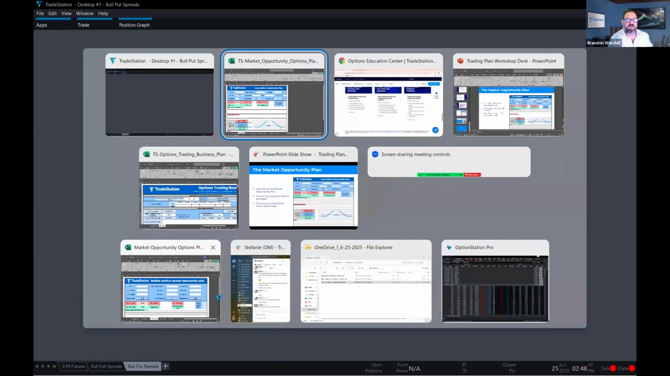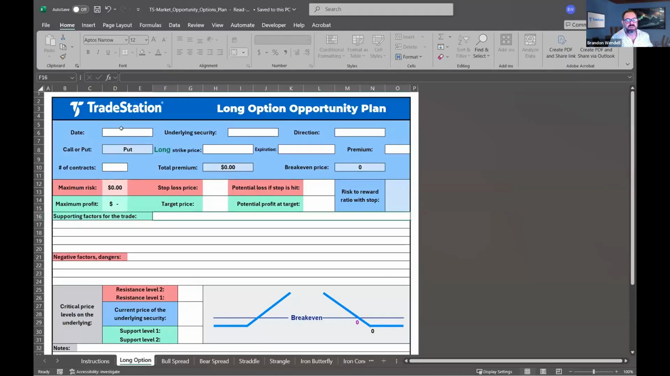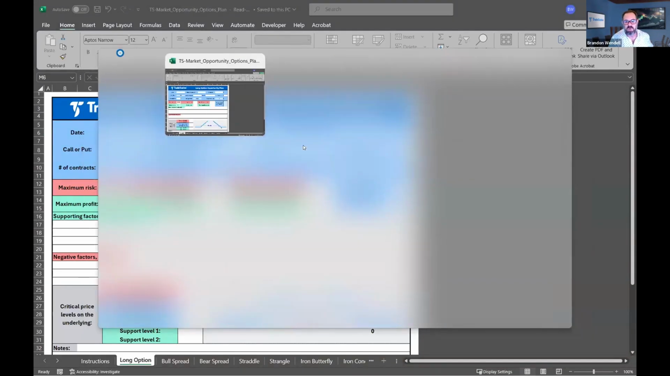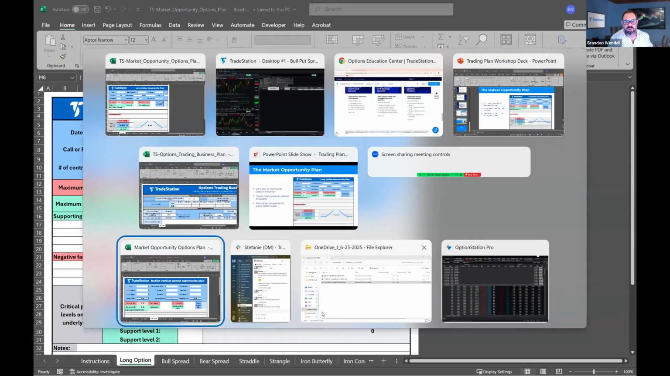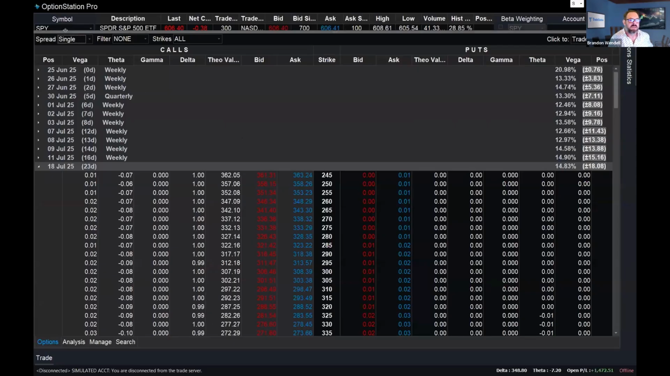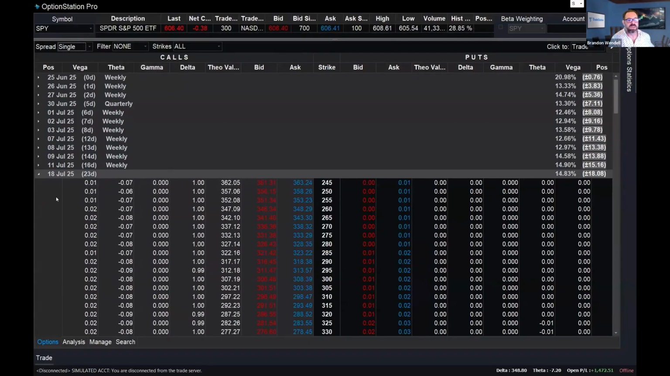So again, if I'm doing an individual long position, I put in the date, the underlying security, and if I'm bullish or bearish. So let's just go to OptionStation Pro. I'm not going to do the full steps that I would normally. Oh, come on. It's jumping around on me. There we go. And I happen to have the spiders open, so I'll just use that for now.